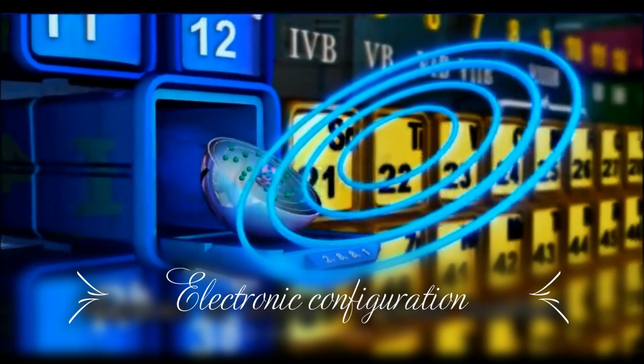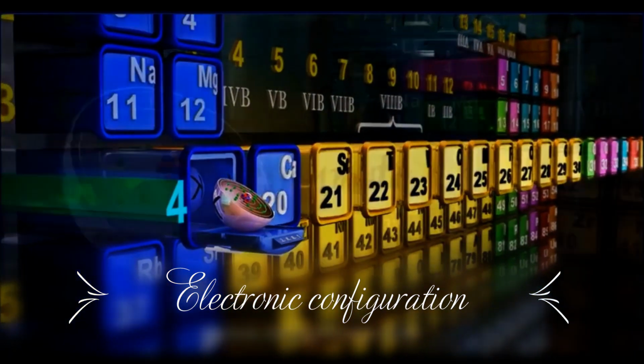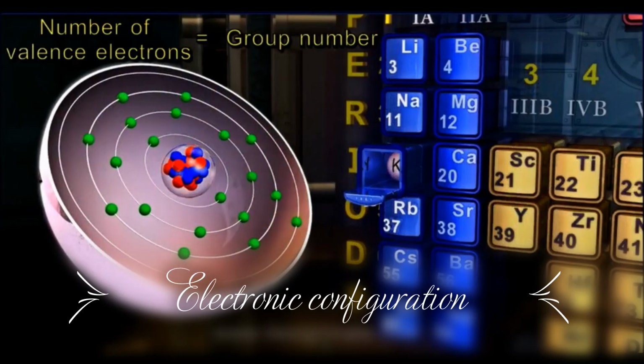The number of orbits in an atom of an element tells us the period to which that element belongs, while the number of valence electrons decides the group number of that element in the modern periodic table.